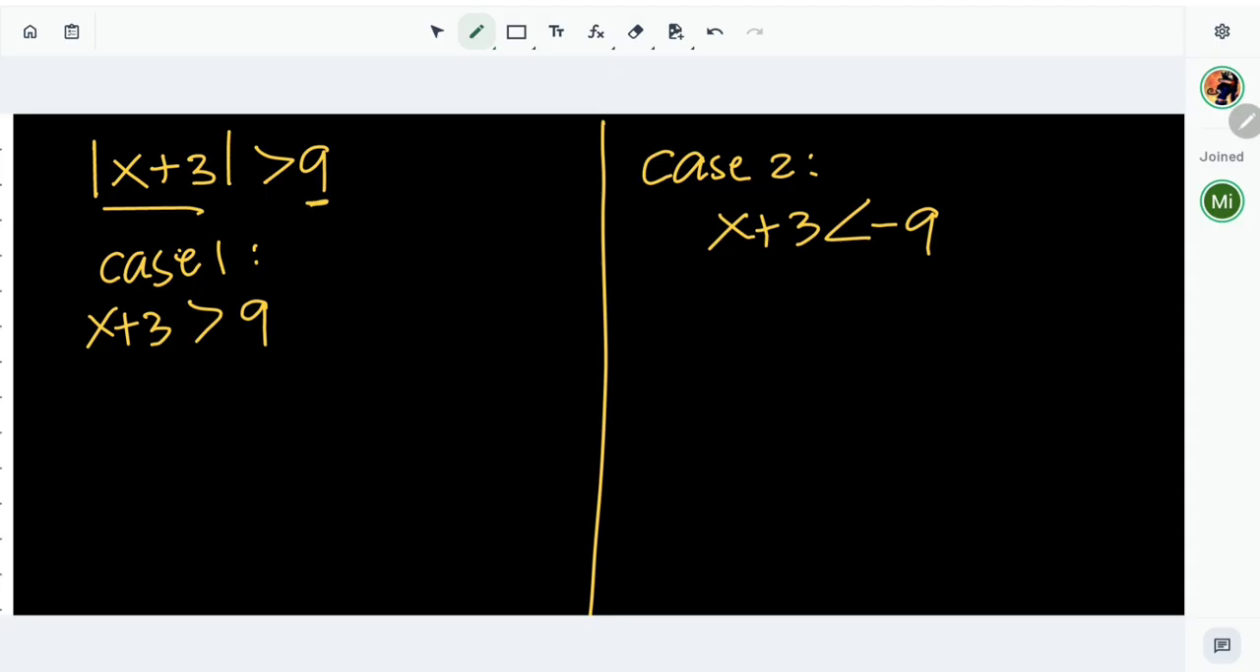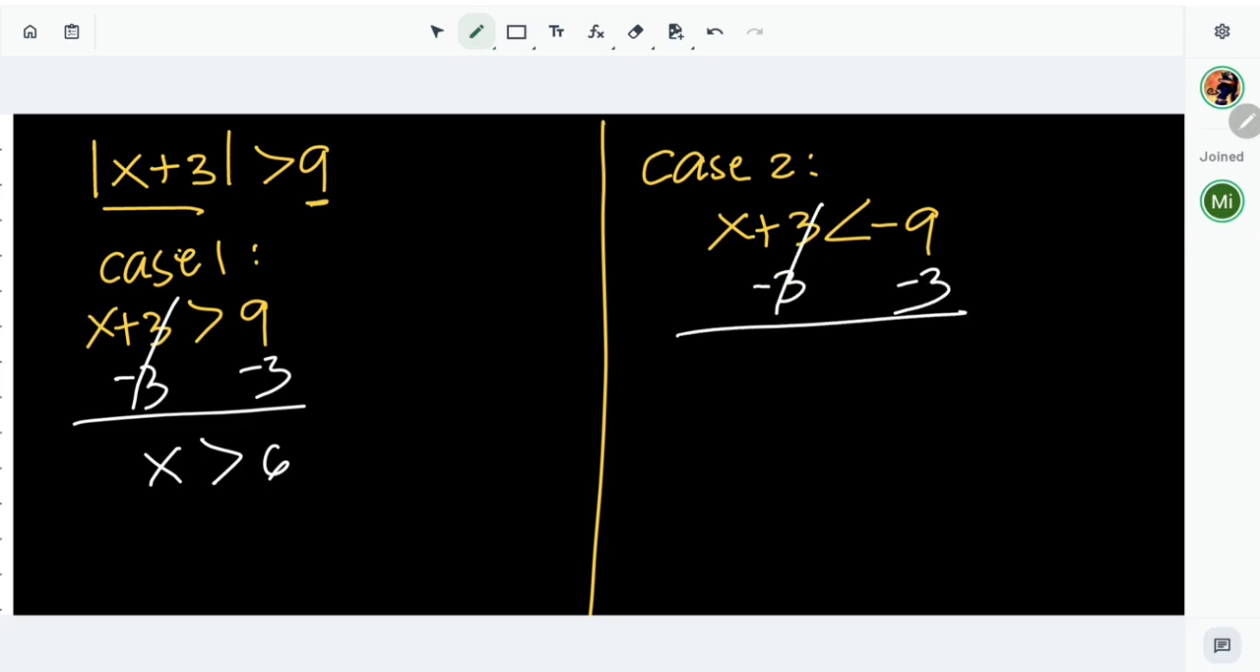So we solve for x. We subtract 3 from both sides. So x is greater than 6. Then the other one, we subtract 3 from both sides. So x is less than negative 12. So the answer here, in inequality form, is x is less than negative 12, or x is greater than 6.